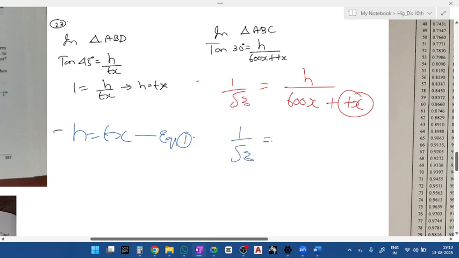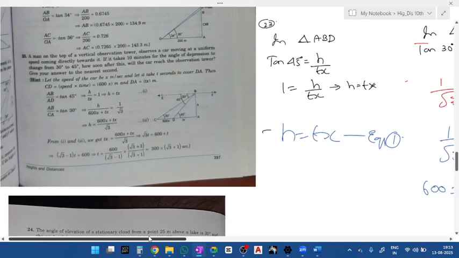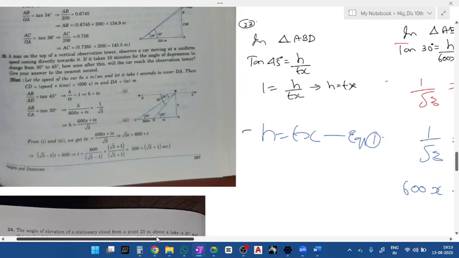1 by root 3 is equal to h divided by 600x plus h. When you cross multiply, what do you get? 600x plus h is equal to root 3 h. Next, 600x is given. What are the values we have? Tx is given as, h is equal to 600x plus t.